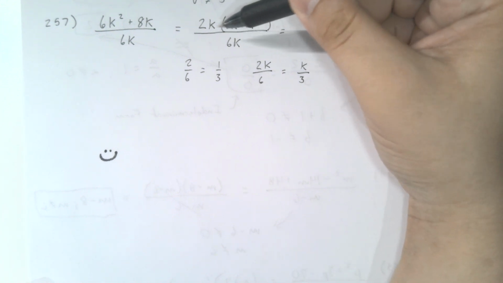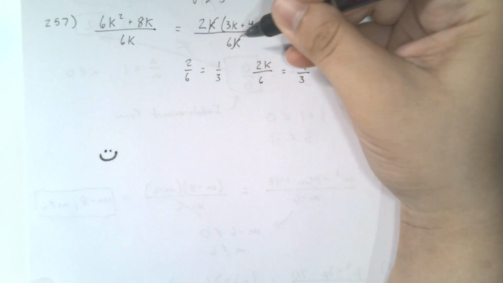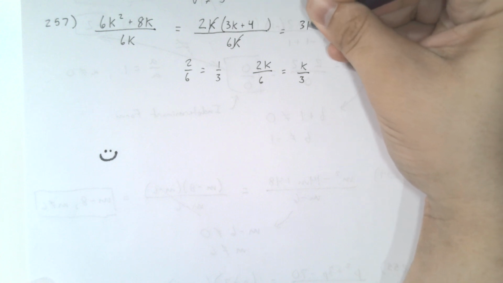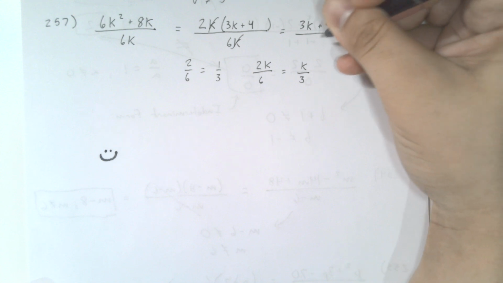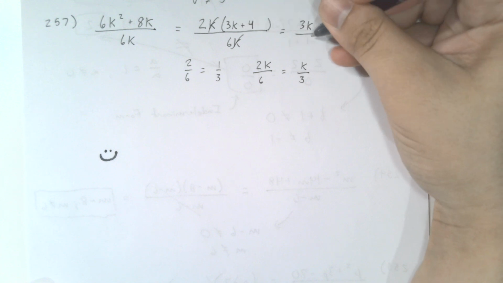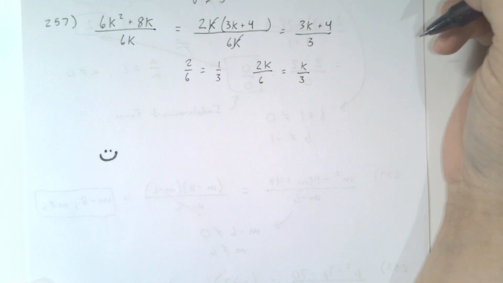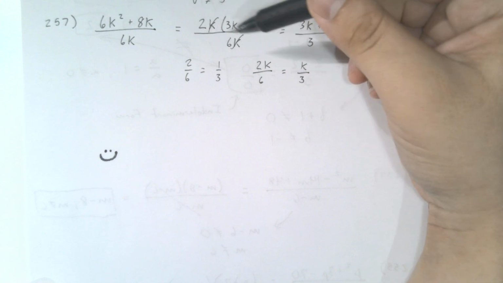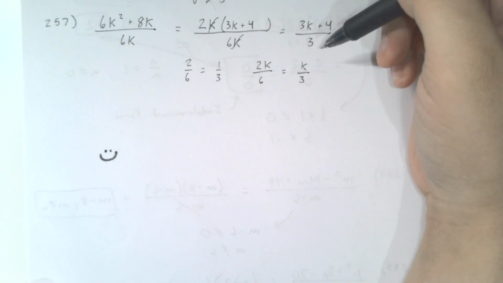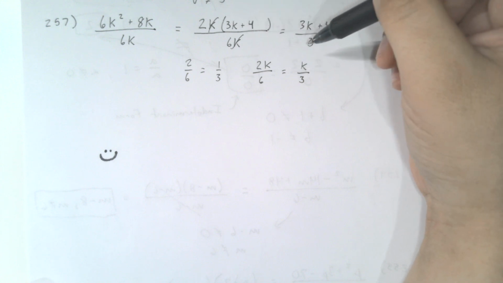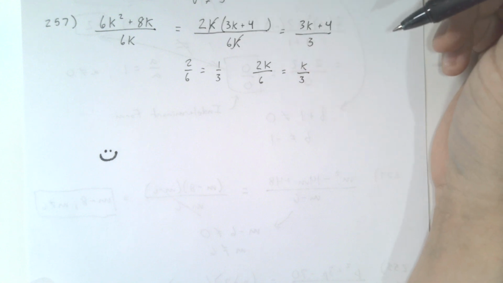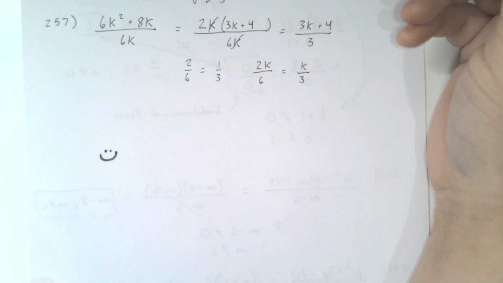However, we also have a k and a k. The k's cancel out because they're common factors. And so really, we just have 3k plus 4 divided by 3. So 2 over 6 gave us 1/3. k over k canceled out the k's, and then we were just left with 3k plus 4 over that 3 from the 2 over 6, which gave us again 1/3. So we have 3k plus 4 all over 3.